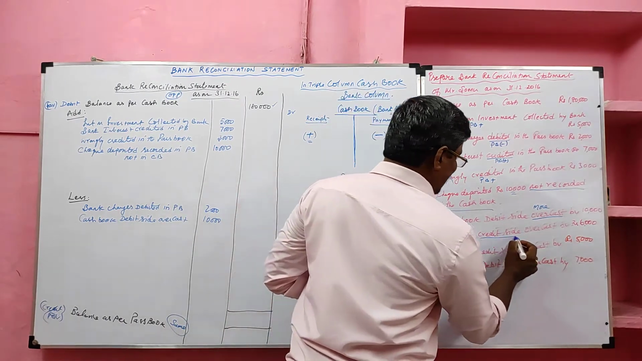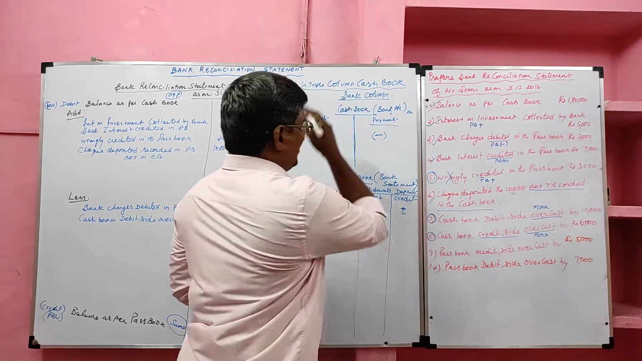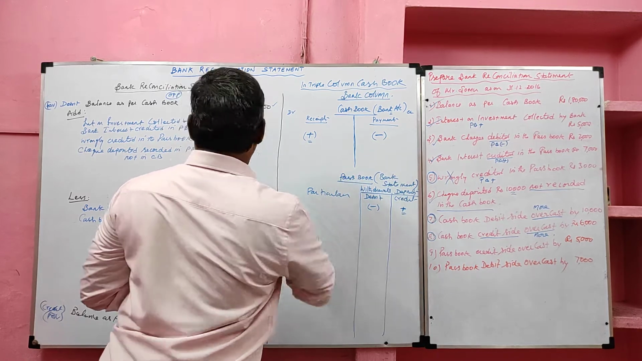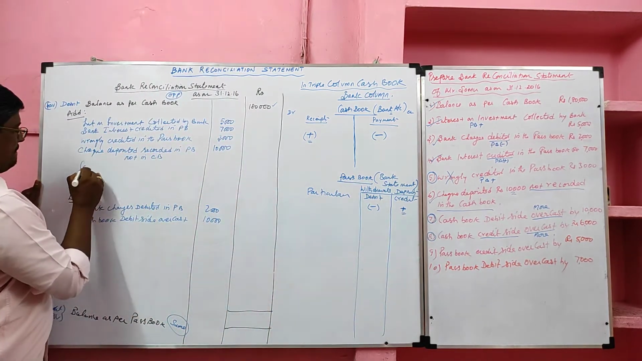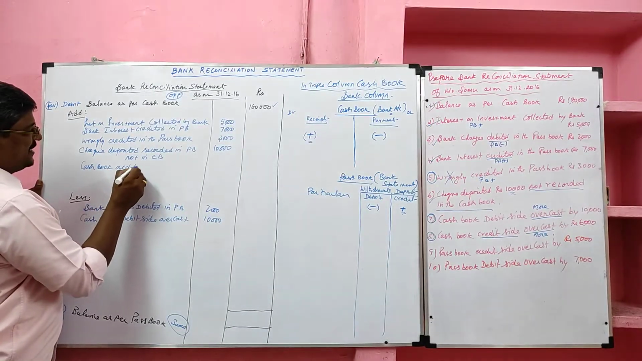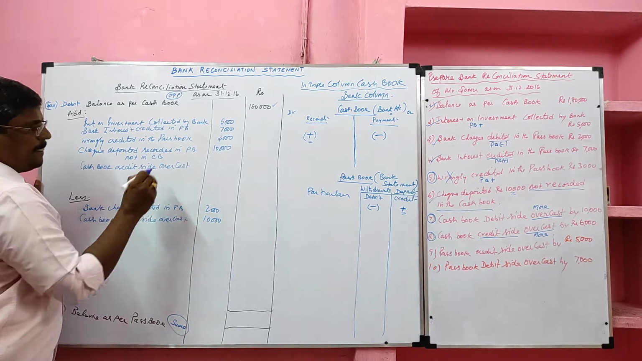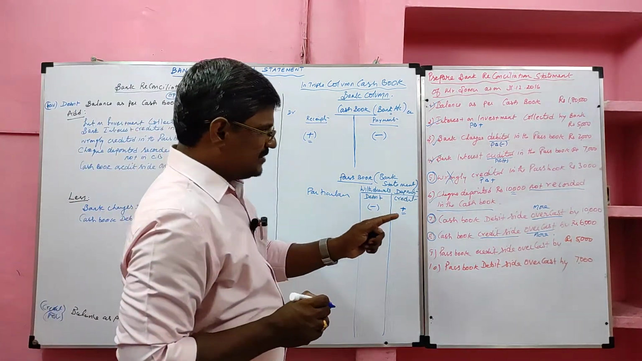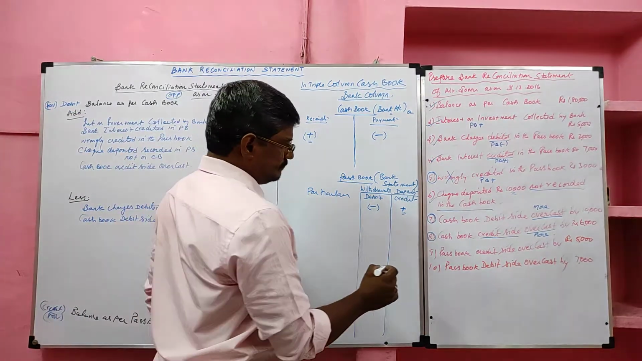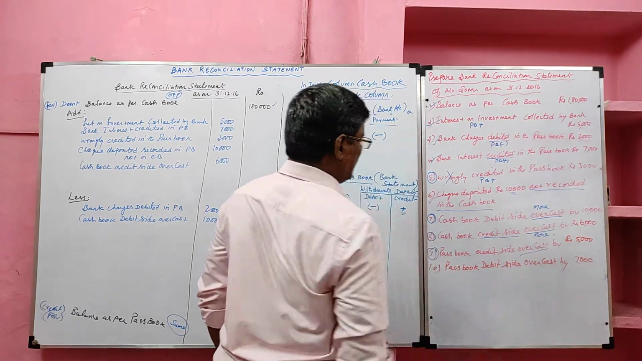Next, eighth, very important. Cash book credit side overcast. Credit side more. What they did? It was deducted. Now we have to add. Cash book credit side overcast, how much? 6,000.